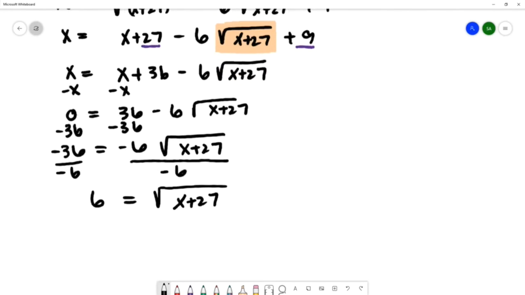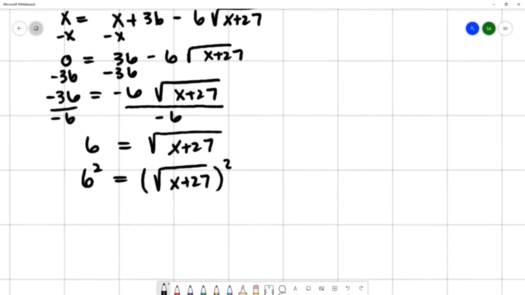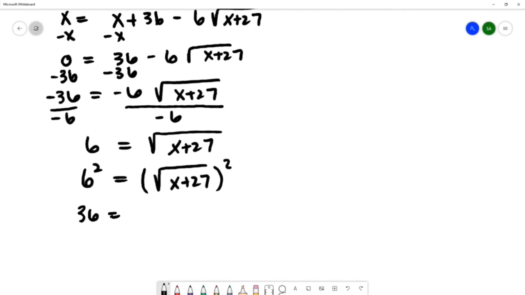And we're going to get rid of it by squaring both sides. Those are opposite operations. So 6 squared is 36. The square root and the square cancel each other out, leaving me with x plus 27. And now I can solve the equation that's left. Now that all the radicals are gone, I see that this is just a linear equation. I want to get x by itself. I subtract 27 on both sides, and x equals 9.